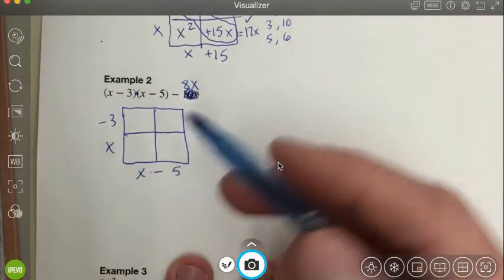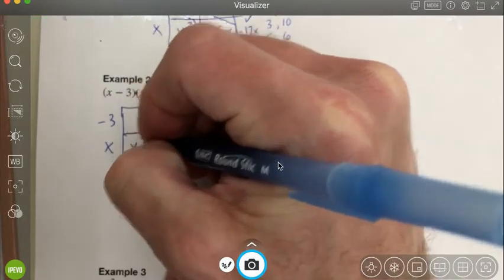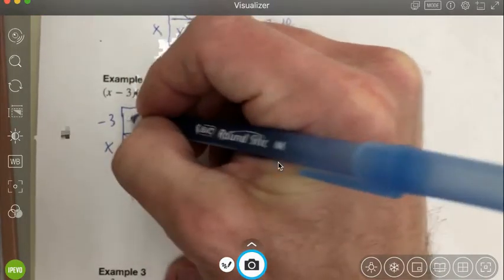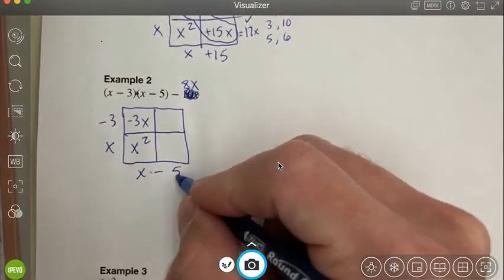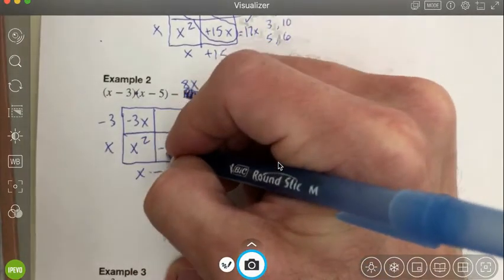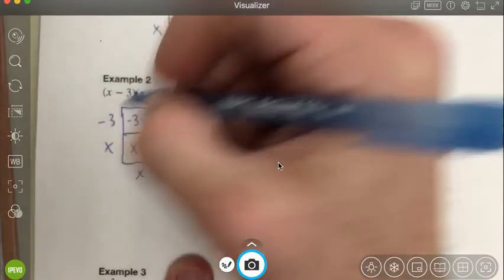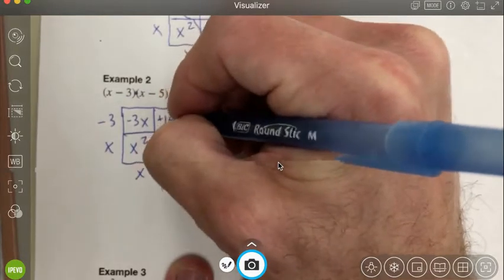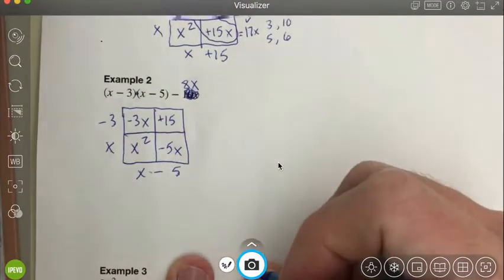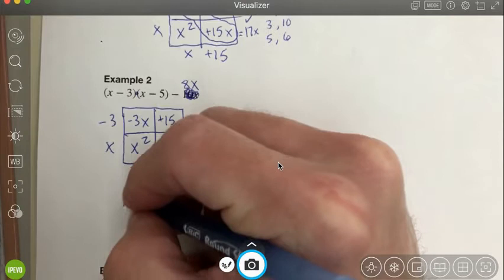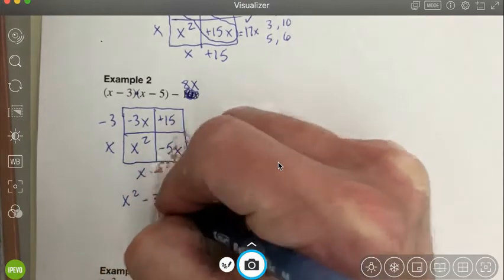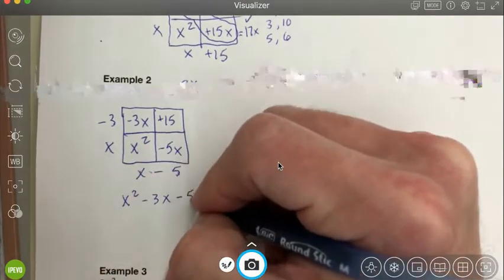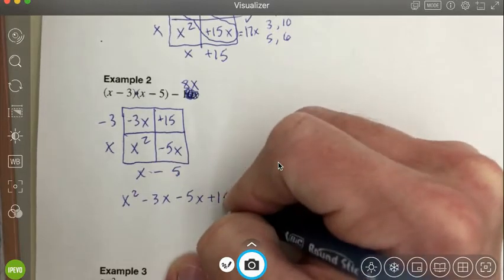So what's x times x? x squared. Negative 3 times x is negative 3x. Negative 5 times x is negative 5x. And negative 5 times negative 3 is positive 15. All right, so if I write all that out, I have x squared minus 3x minus 5x plus 15.